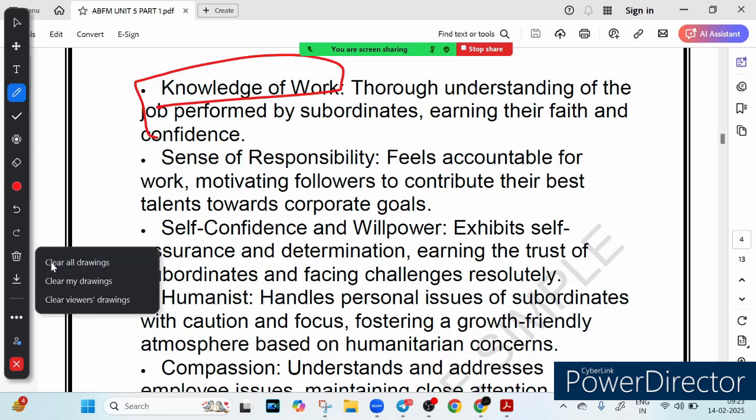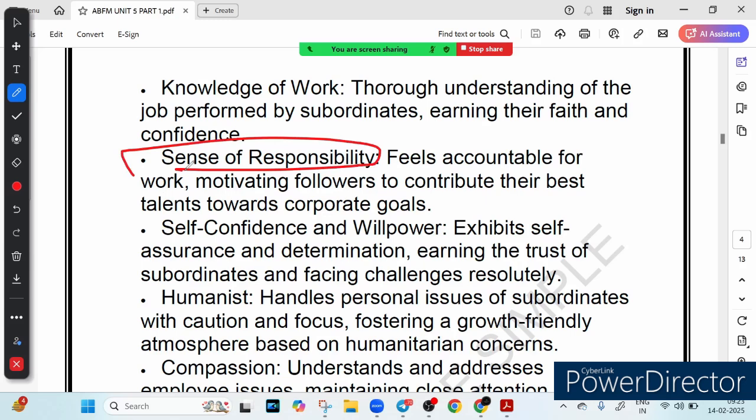And then we have leaders take responsibility, a sense of responsibility. Great leaders don't blame others when things go wrong. They take ownership. They solve problems and they encourage their team to do their best. And then we have self-confidence and willpower. If a leader does not believe in themselves, why should anyone else? So strong willpower and confidence inspire the team to push forward even in tough times. So these are the key traits which are available in leaders. Now the next trait is humanist.